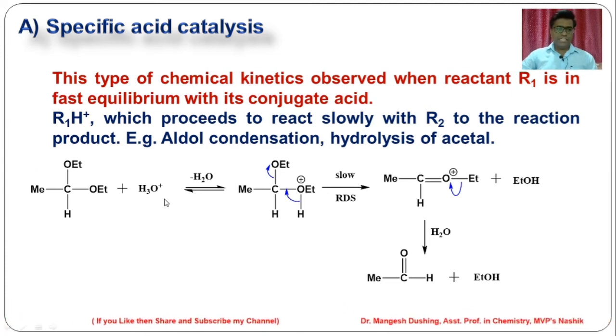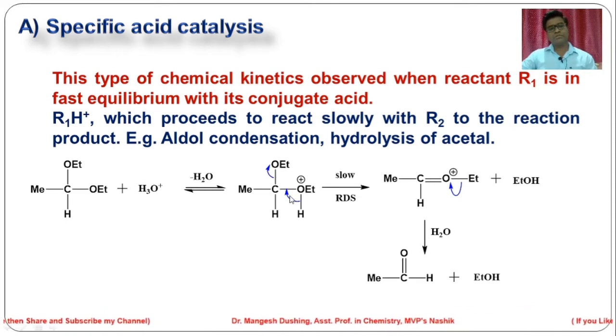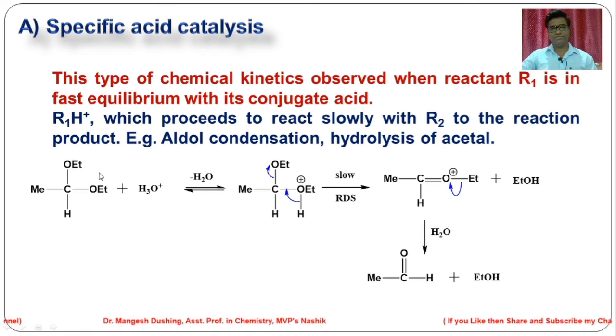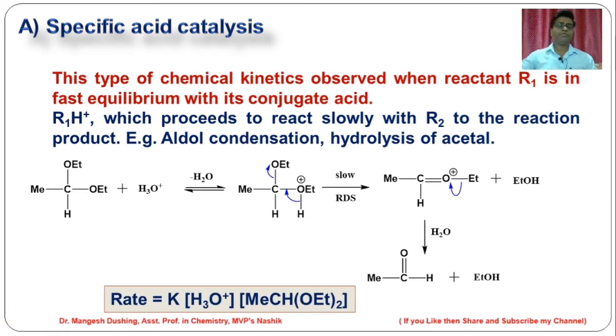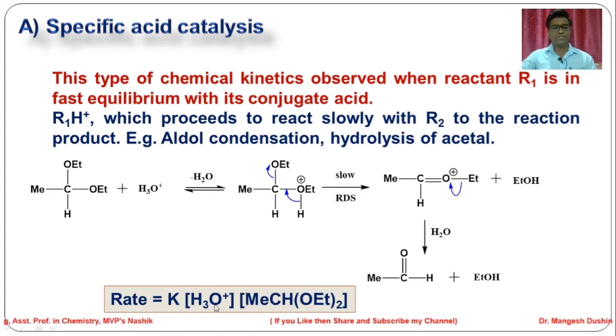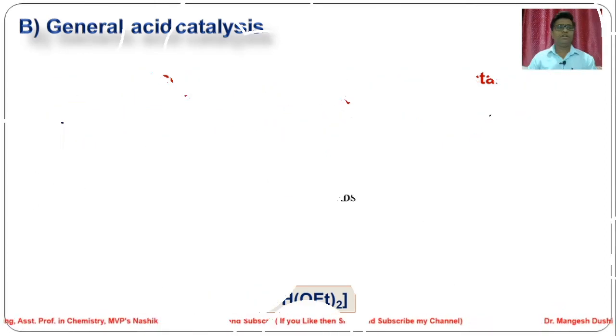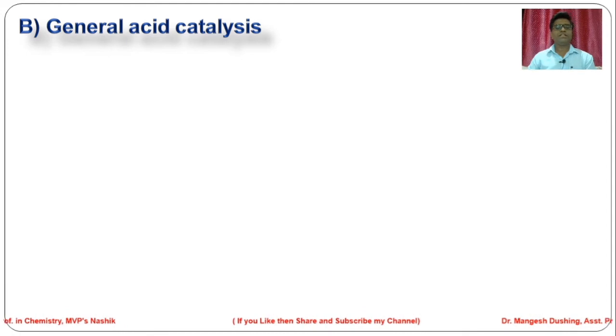So, here is the equilibrium reaction. The H3O plus just shifts the equilibrium towards the protonated form. So, H3O plus is used for the protonation of acetal. The rate of reaction is equal to K, that is the equilibrium constant, into the concentration of H3O plus into the concentration of starting material, that is acetal. Now, we will see general acid catalysis.